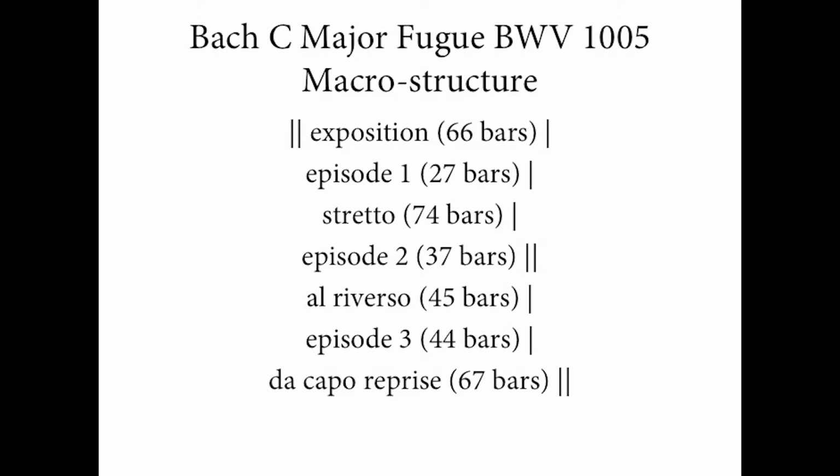After the first episode, we have the stretto section, in which the subject is immediately layered on itself. Then we have the second episode. The end of the second episode marks the midway point of the fugue's binary form. The second half of the fugue is initiated by the al reverso section, in which the pitches of the fugal subject are inverted. The third episode is similarly a rough inversion of the second episode. Finally, we have the reprise, which is almost identical to the exposition.